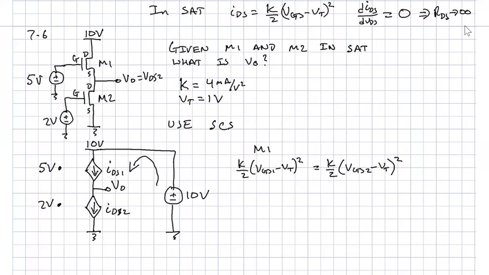So we can cancel a couple of things. The K over 2's go away. We can cancel the square roots. And so we end up with VGS1 minus VT has to equal VGS2 minus VT.